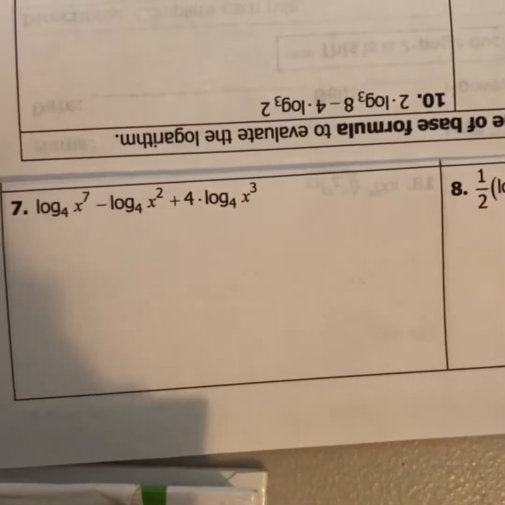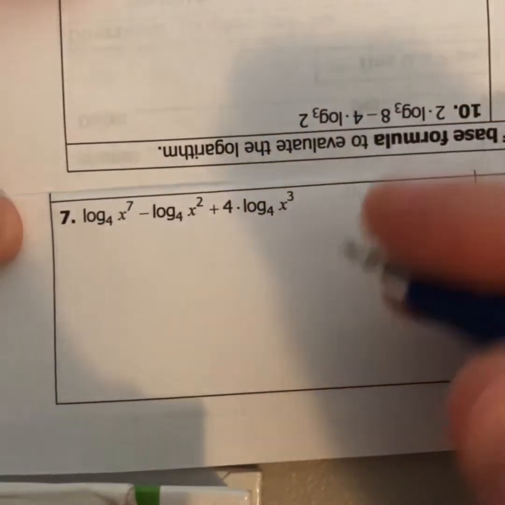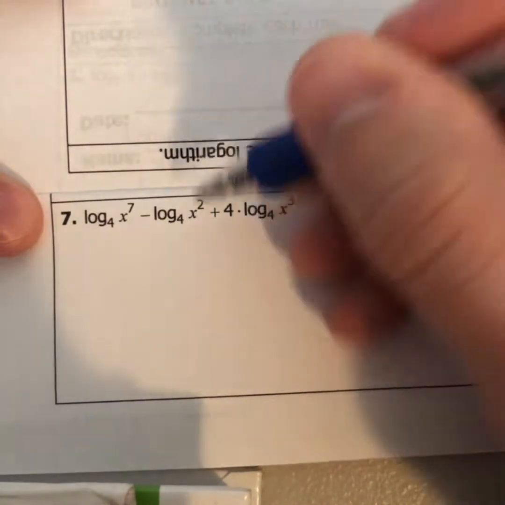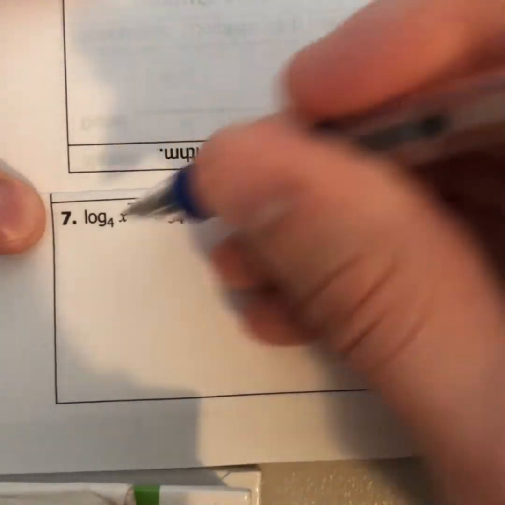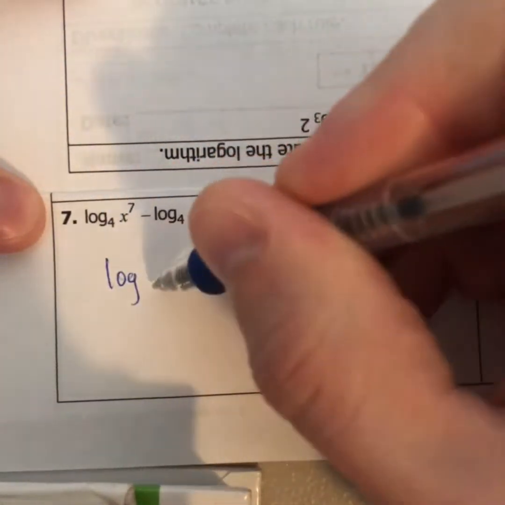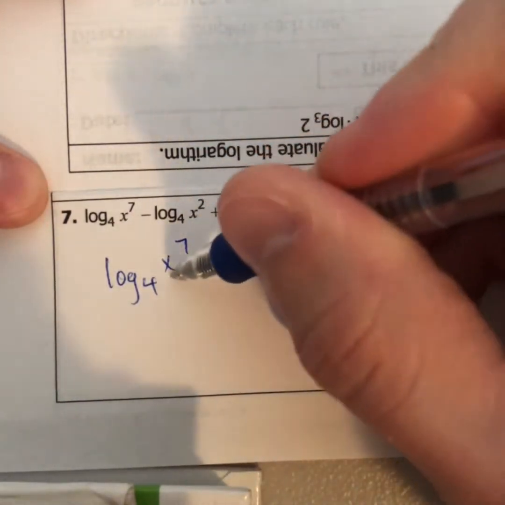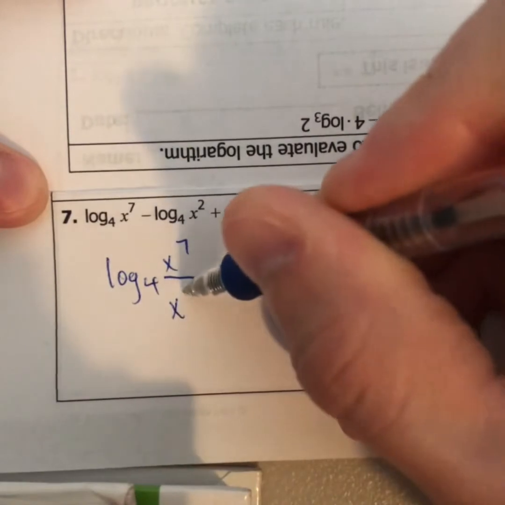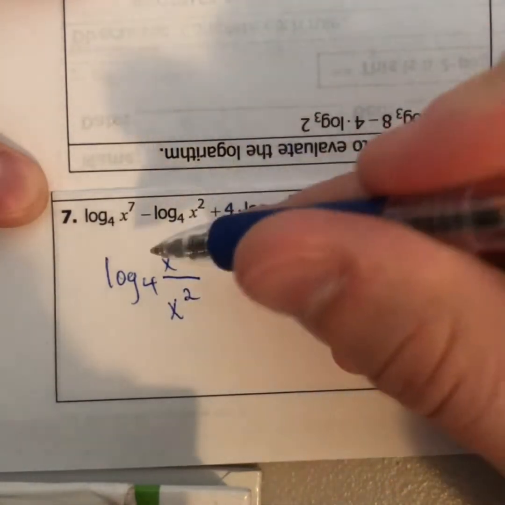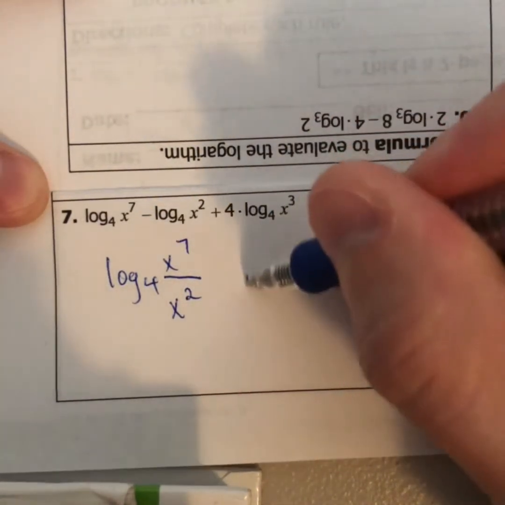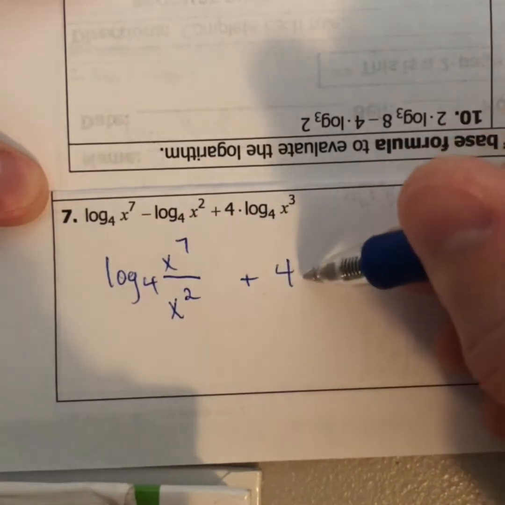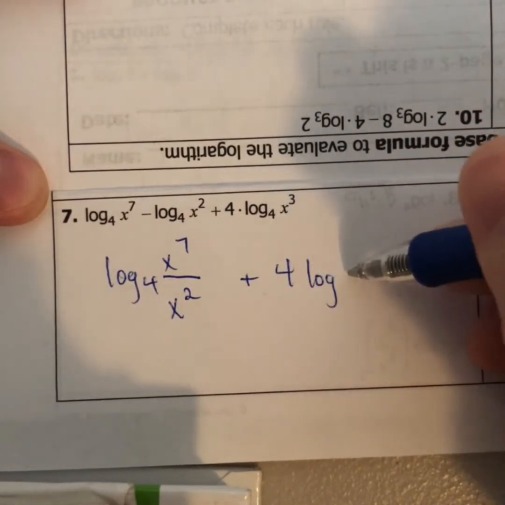Okay, moving on to number 7. We have some more stuff going on here. Okay, we have subtraction and addition. So take it one step at a time. Log base 4 of x to the 7th divided by x squared. Okay, because that's going to turn to division. And then we'll leave this one out here for now. We'll take care of that next.